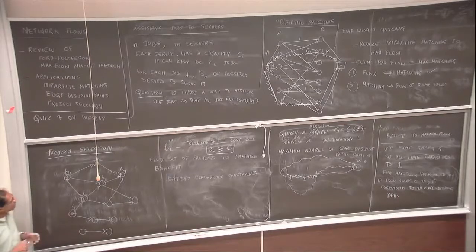The idea is that we will put this in a network flow graph with a source and a sink, and then we will find the min cut, and we'll argue that the min cut of that graph, the source side, is the set of projects that you should do, which will give you the maximum value.